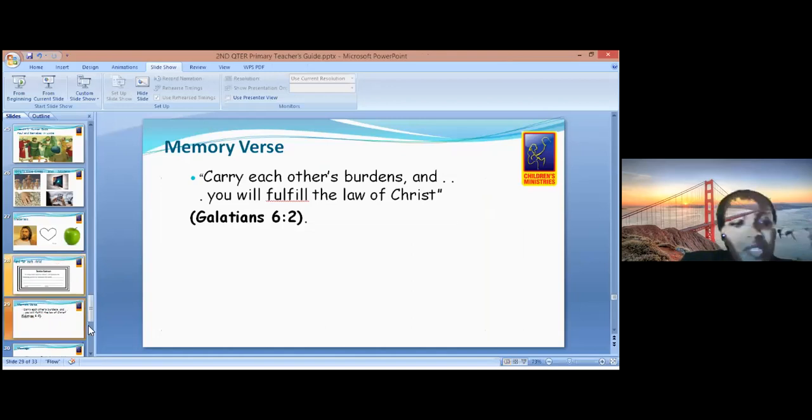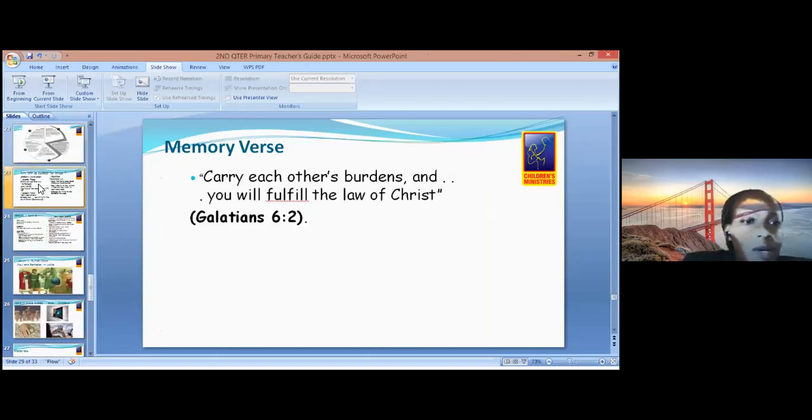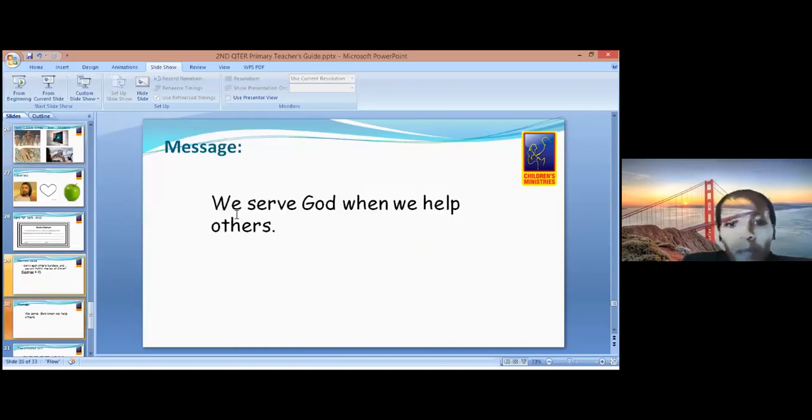So basically that is it for our primary lesson. Let's ensure that as we teach the children, a memory verse is a must. The title of the lesson, the memory verse, the message, because the message brings out our theme. We serve God when we help others. So a child should know that at the end of the day, it is my Christian duty to serve others, and when I do that, I serve God.